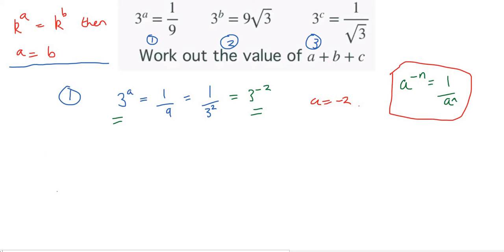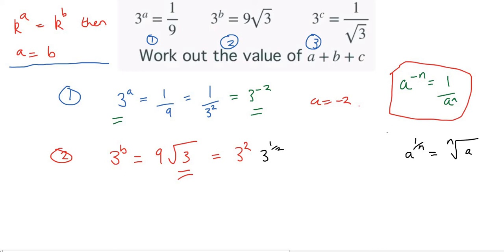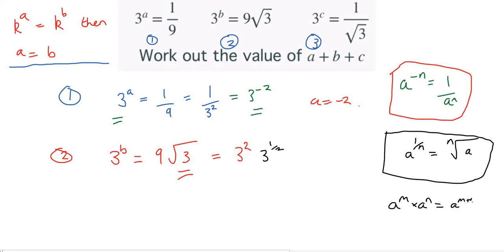Good. So number 2. 3 to the b equals 9 times root 3. Well, 9 is 3 squared, and root 3 is 3 to the power of a half. Again, that's another general rule, that a to the 1 over n, so fractional indices, is the nth root of a. So this is really testing your skills with your indices. And another law of indices, a to the m multiplied by a to the n equals a to the m plus n. And that's what we've encountered here.